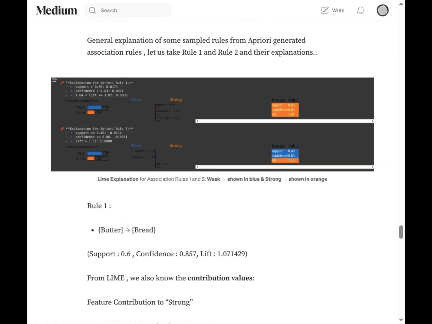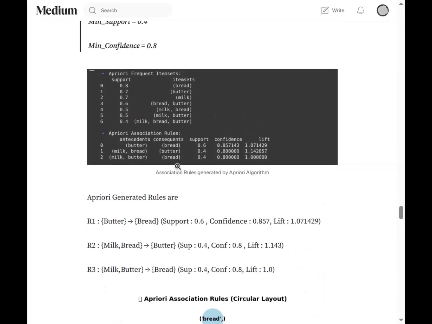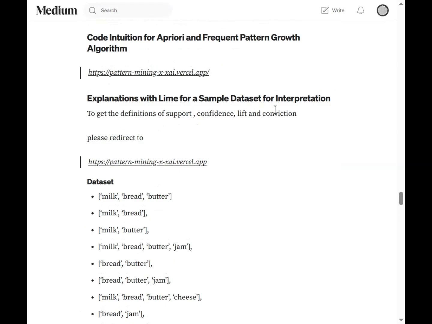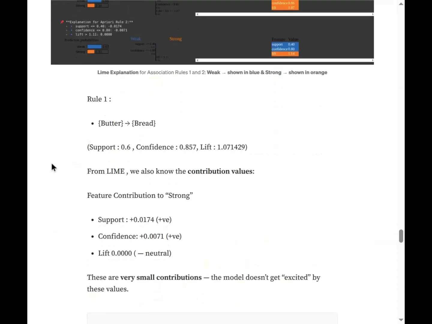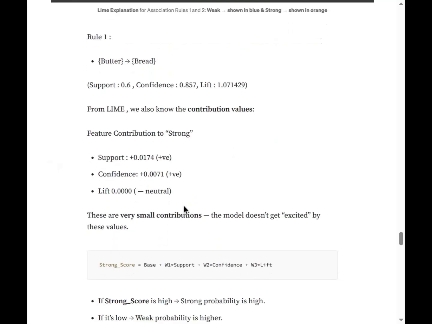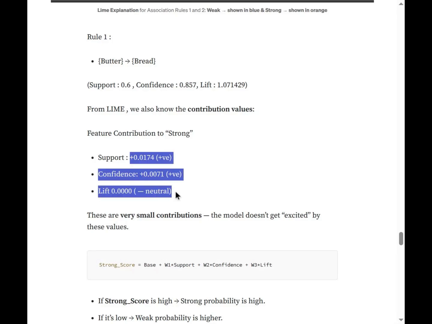If you want to see the definitions of support, confidence, and lift, please redirect to this link. You will be finding the insights there. And let us see this rule. What is the explanation of LIME here? So LIME is contributing values: the support, which is 0.6, is contributing plus 0.017. So it is contributing some positive. And the confidence is 0.857. It is contributing plus 0.0071. And the lift is contributing 0. If the rule is to be a strong association rule, it is telling that these are the contribution values for it.